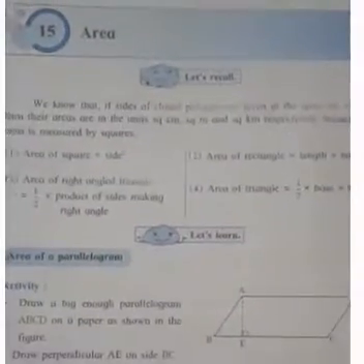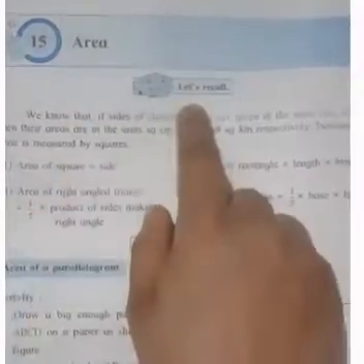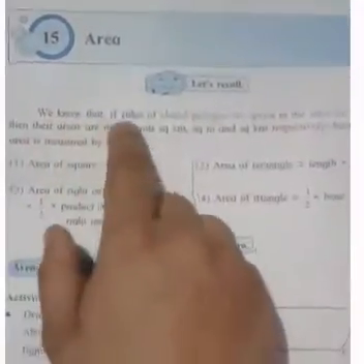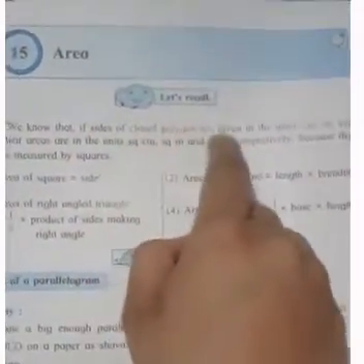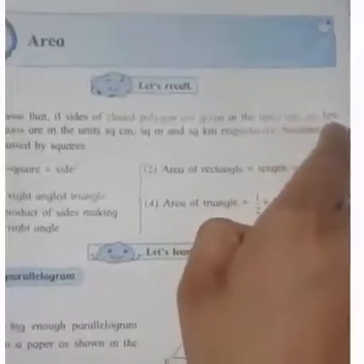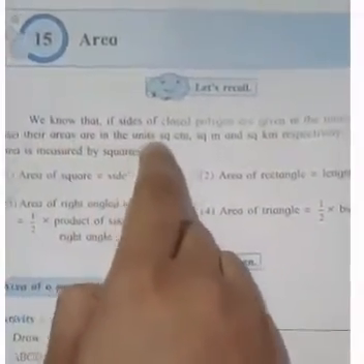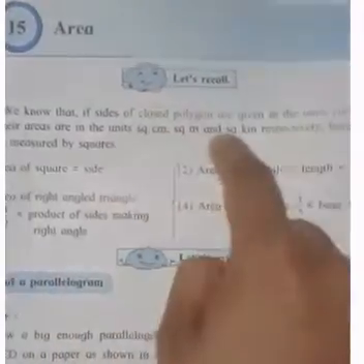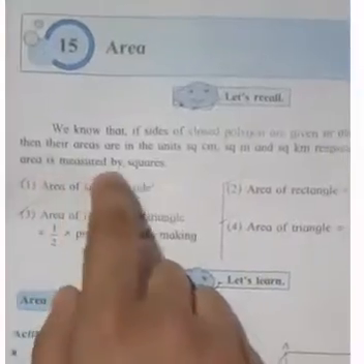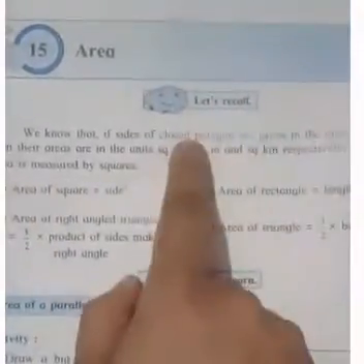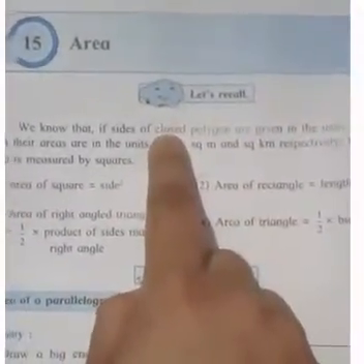Okay students, let's begin with our lesson number 15, that is area. Let's recall. We know that if sides of a closed polygon are given in the units centimeter, meter, kilometer, then their areas are in the units square centimeter, square meter and square kilometer respectively, because the area is measured by squares. What does this mean? First of all, a closed polygon.